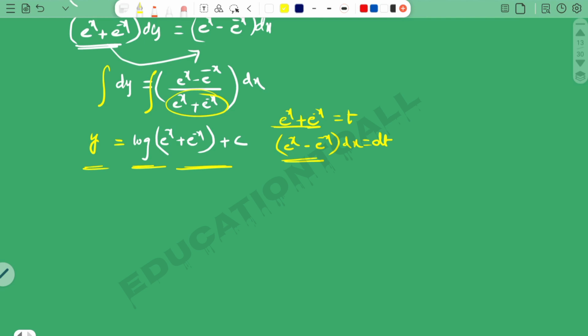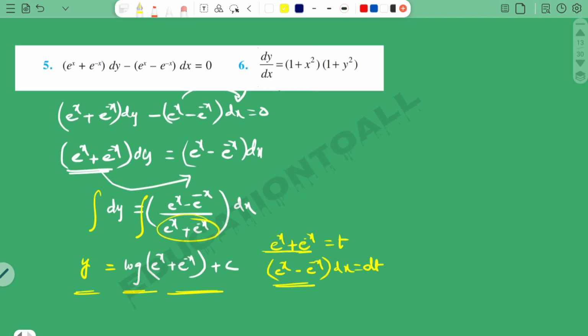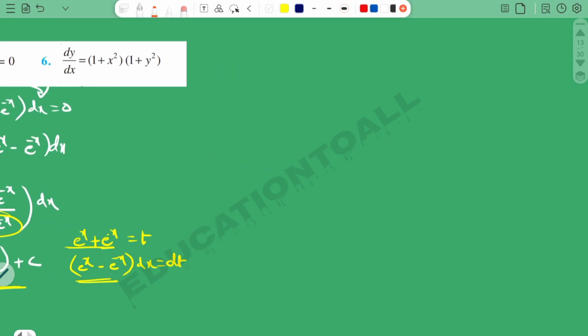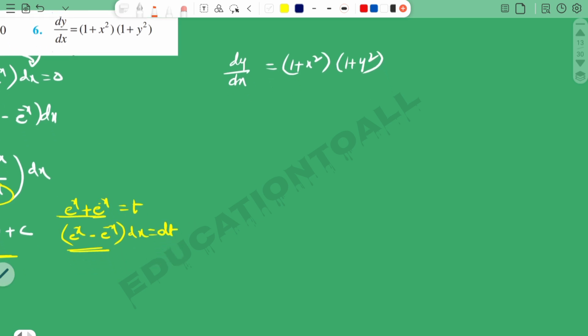I hope everyone understood. Let us move to question number 6. Question number 6 is given as dy by dx, which is equal to (1 plus x square) multiplied by (1 plus y square). So by separating the variables, we'll get the 1 plus y square on the opposite side. Left hand side 1 by (1 plus y square) into dy, which is equal to (1 plus x square) into dx.